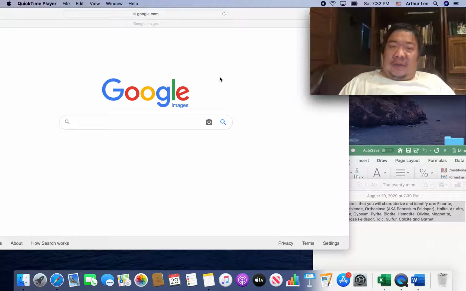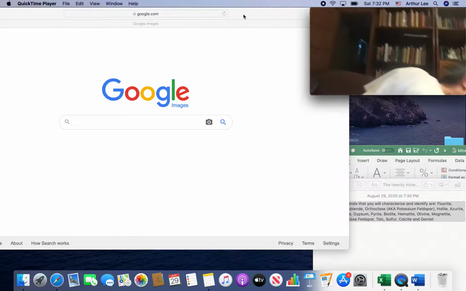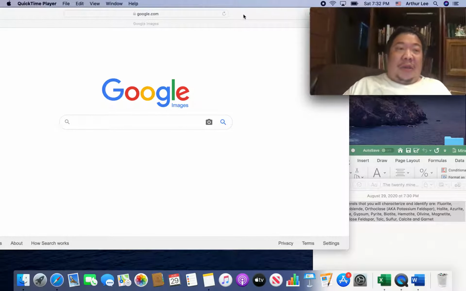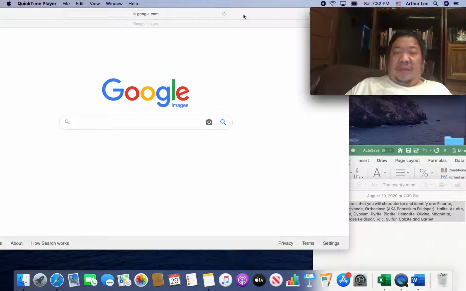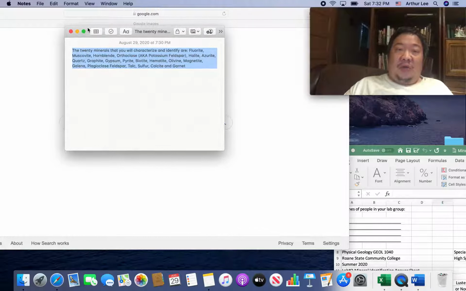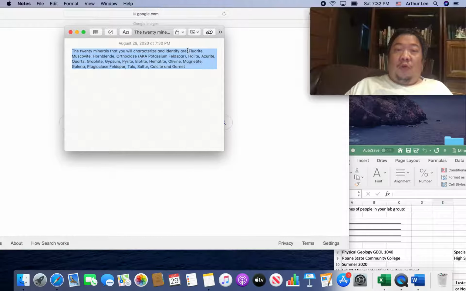We're on chapter 2, minerals, and what I'm going to do is go over the 20 common minerals that you're going to look at in lab this week. And we're also going to go over what you need to do for this week's lab. First thing you might want to write this down. The 20 minerals that I'm going to cover in this video that you need to get familiar with are fluorite.